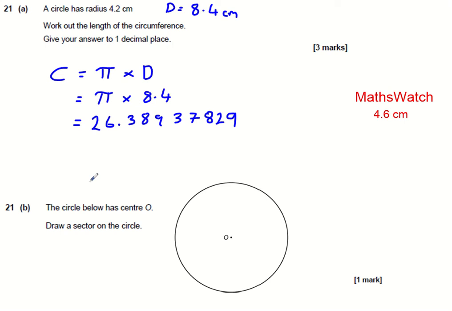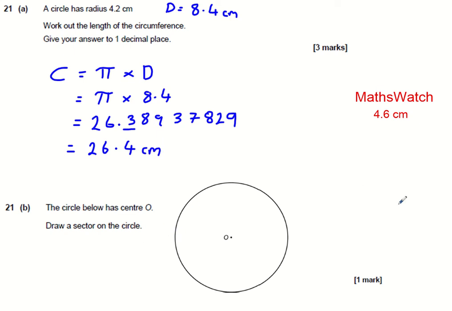So it wants us to give this answer to one decimal place, which means we want one number after the decimal point. So the first number after that decimal point is the 3, and then we'll round that 3 according to the next number. If it's between 0 and 4, that next number, we'll keep the 3 as it is. If it's 5 to 9, we'll round it up. The next number in this case is an 8, which is bigger than 5, which means that this answer is going to be closer to 26.4 centimeters.